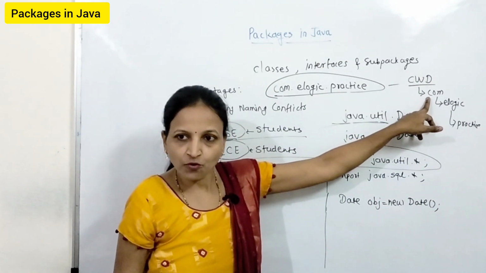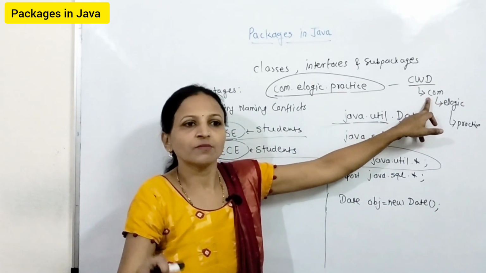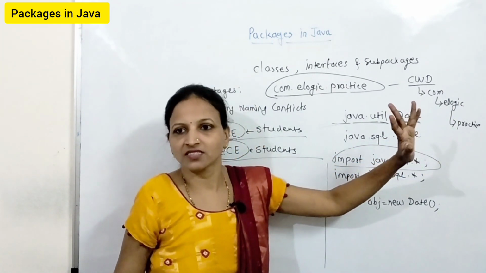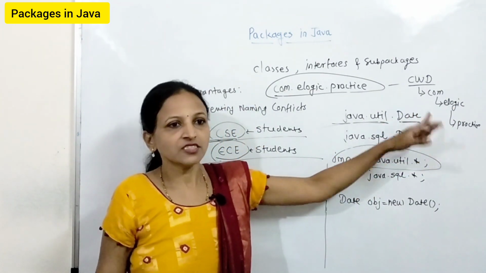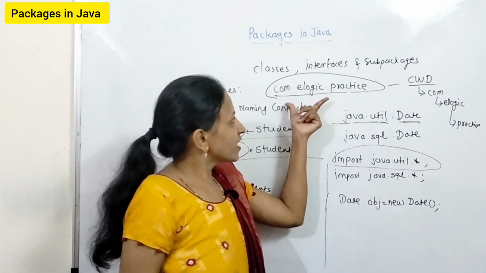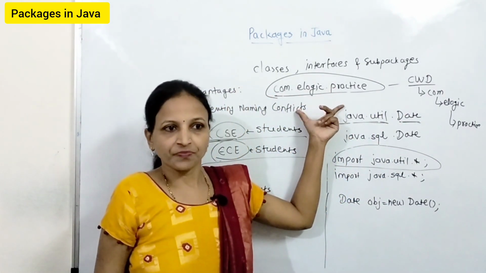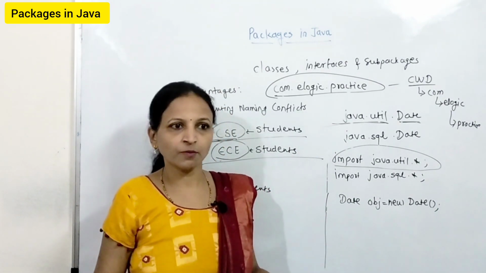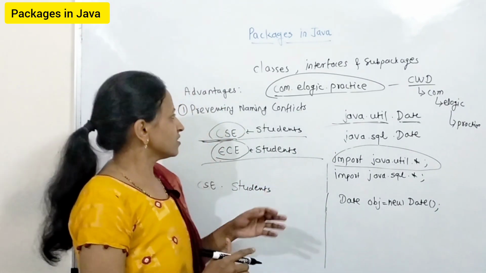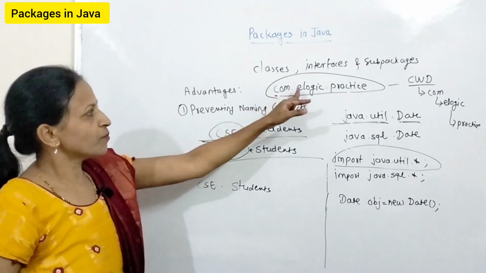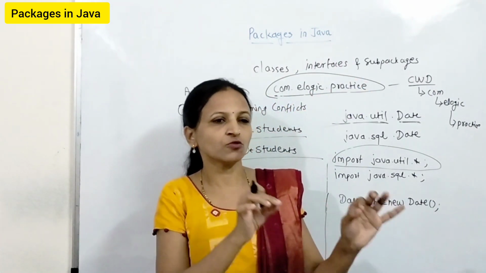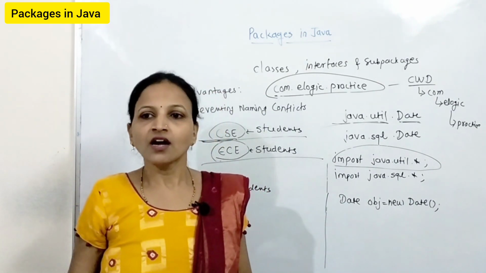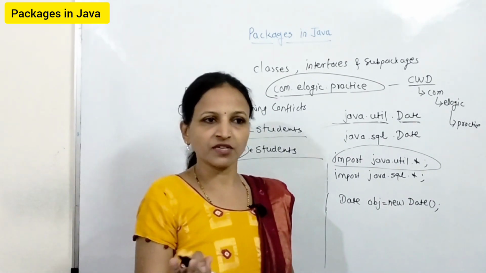Inside that there is a com folder. Com folder is nothing but a directory. Inside that, the subdirectory eLogic, and inside that, the subdirectory practice. In this way you can create a package like this also. Even if directories or subdirectories are already present, don't worry about that. If you have written a statement like package com.elogic.practice, those directories will get created internally automatically. How? I am going to explain again after some time.